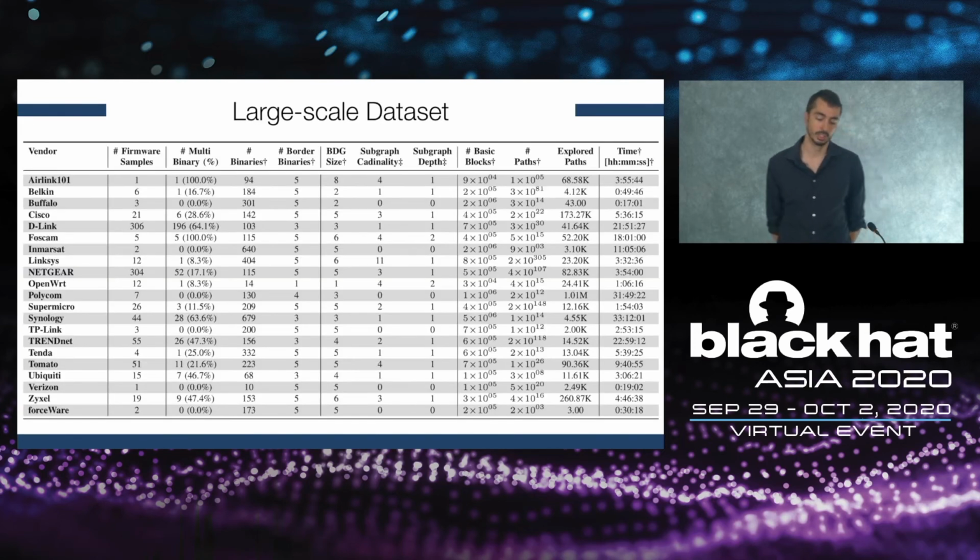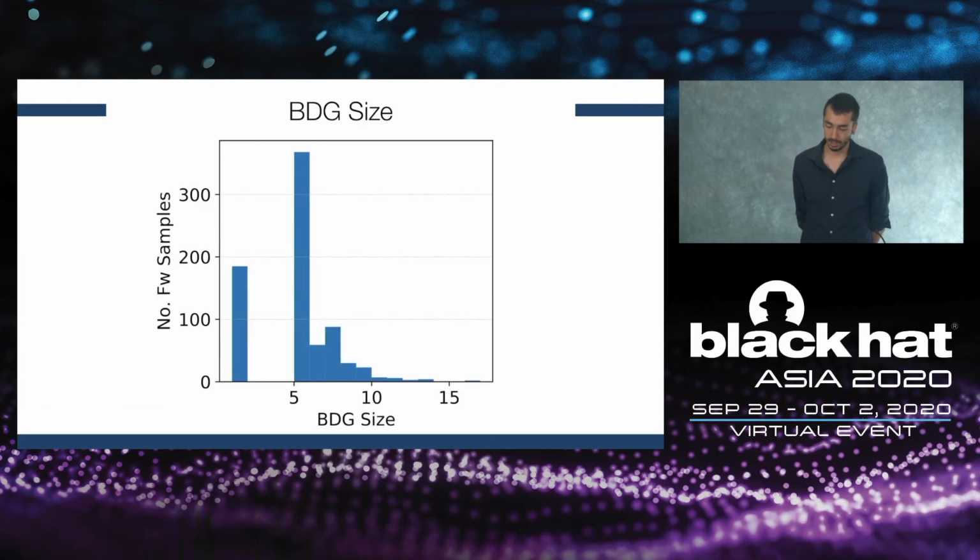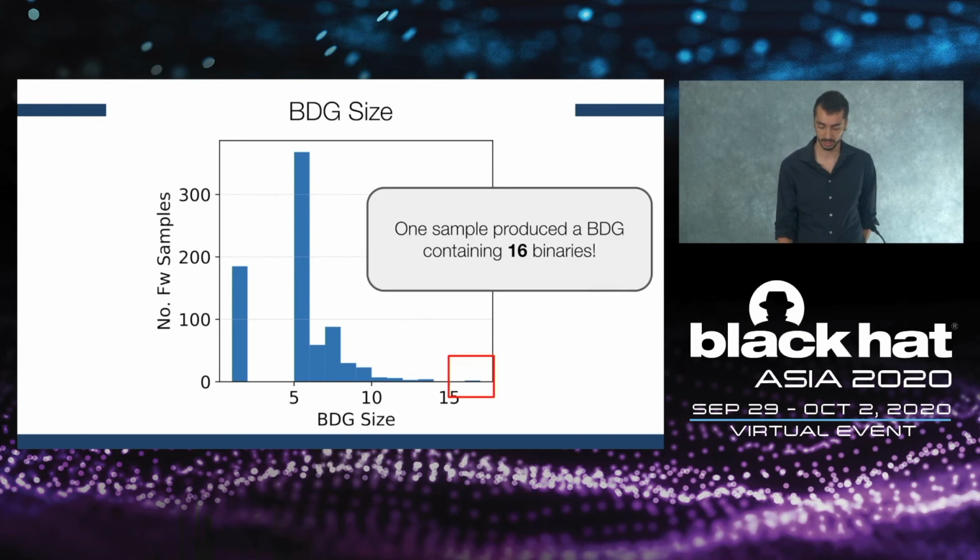This slide shows all the results that we obtained in our large-scale evaluation. I understand that there's a lot going on in this slide, but I'll summarize these results in the next slides. First off, we looked at the size of the BDG, and we found that most BDGs have 5 binaries, but we also found that some BDGs are more complex. As you can see in this example, we found one firmware sample produced a BDG that contained 16 binaries.